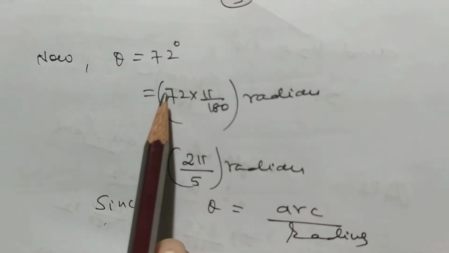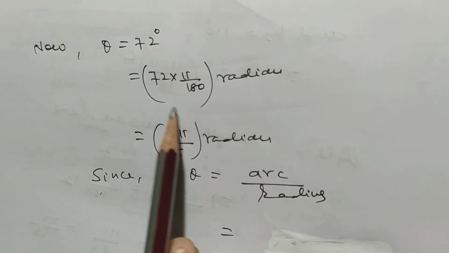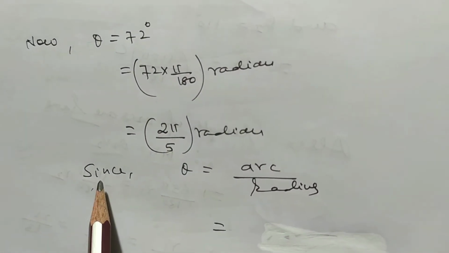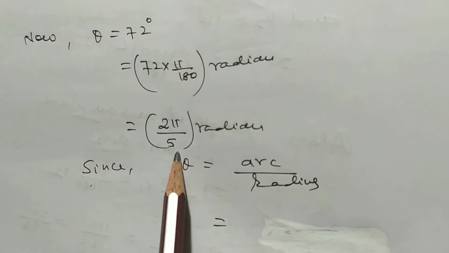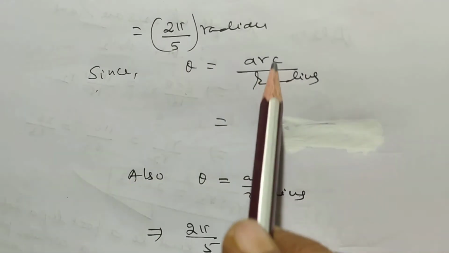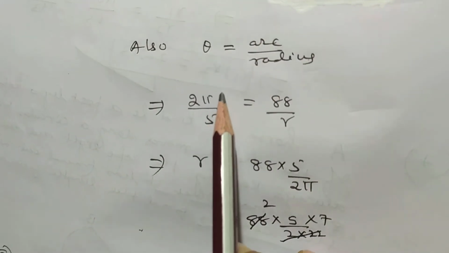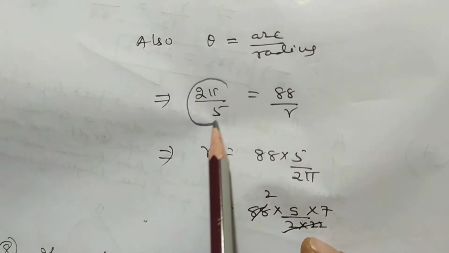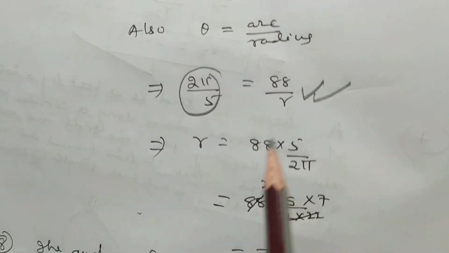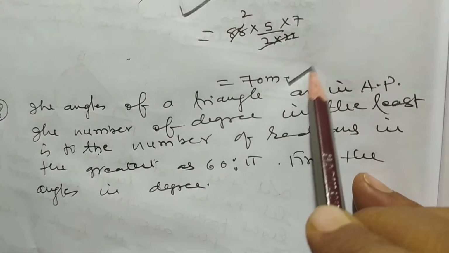Then theta is equal to 72 degree, it is given. You convert degree into radian. So it will be 2 pi by 5 radian, since theta is equal to arc by radius. So 2 pi by 5 is equal to 88 by r. So r is equal to 70 meter.